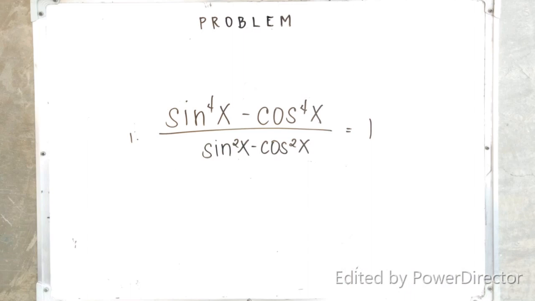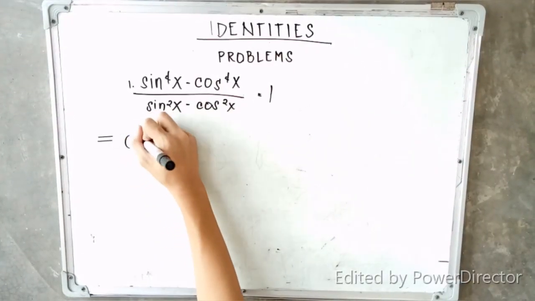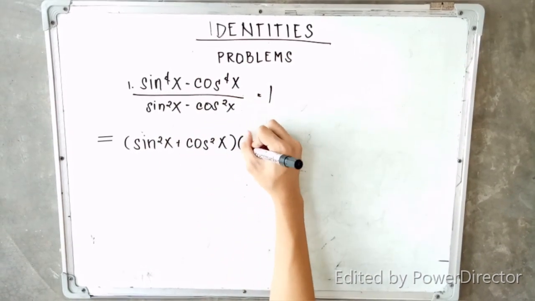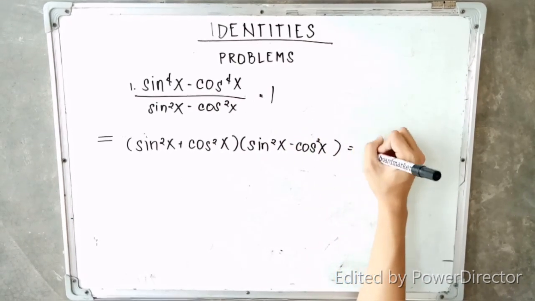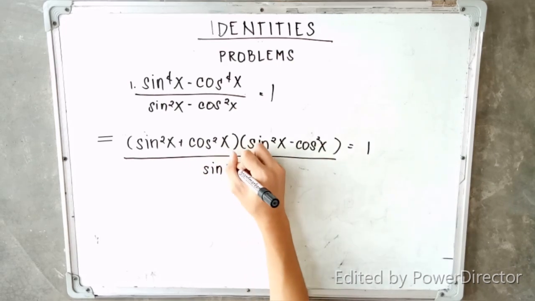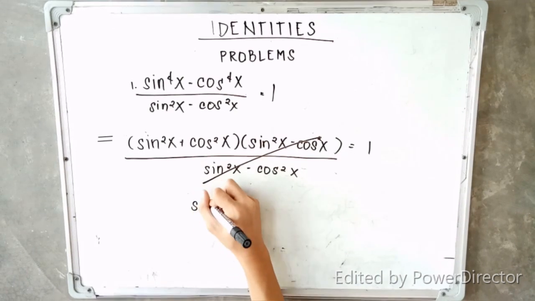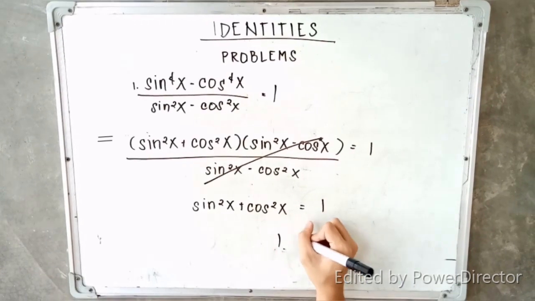For number 1, sine to the 4th x minus cosine to the 4th x over sine squared x minus cosine squared x is equal to 1. Using the difference of two squares, expand the given to sine squared x plus cosine squared x multiplied by sine squared x minus cosine squared x over sine squared x minus cosine squared x. Cancel sine squared x minus cosine squared x for us to have sine squared x plus cosine squared x, which is equal to 1 because of the Pythagorean identity.